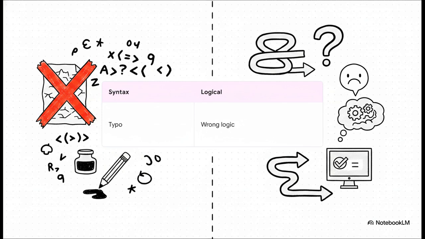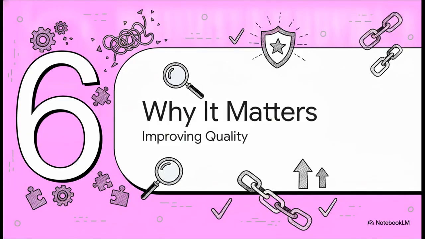On the flip side, a logical defect happens when the software actually runs. There's no typo stopping it, but it gives wrong results because the logic or reasoning in the code is incorrect. The computer is doing exactly what it was told, but the actual human reasoning behind the instructions was flawed from the start.